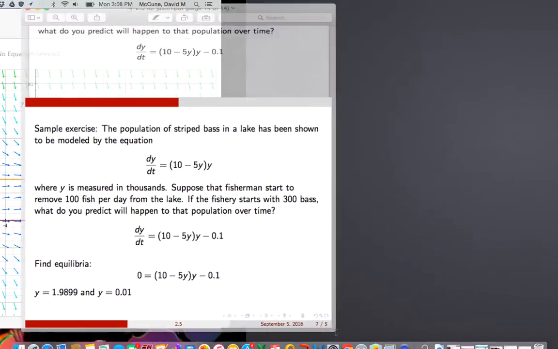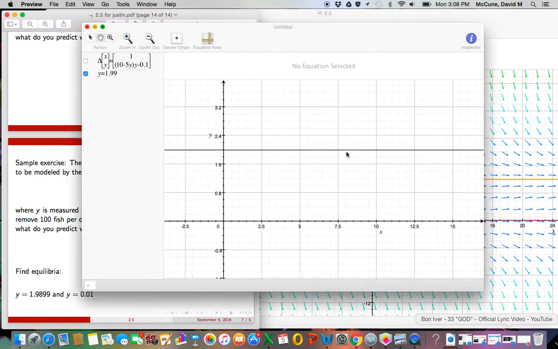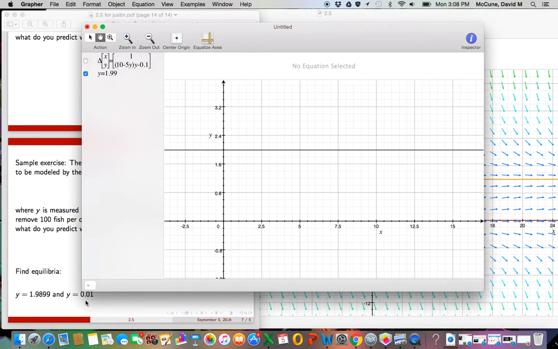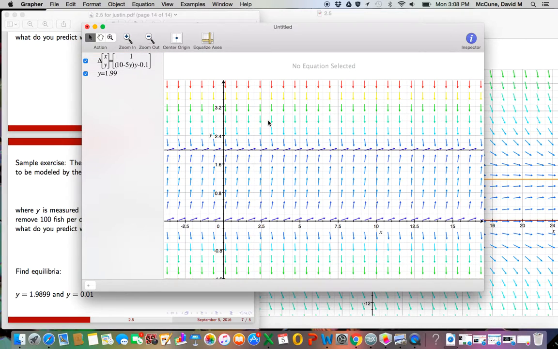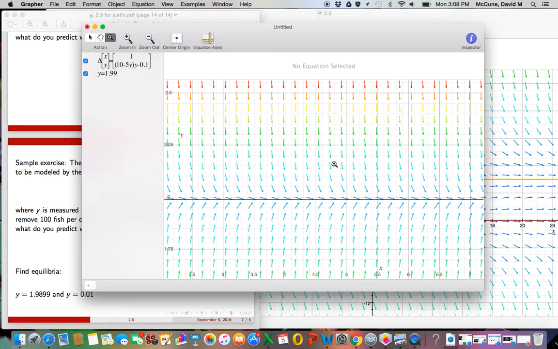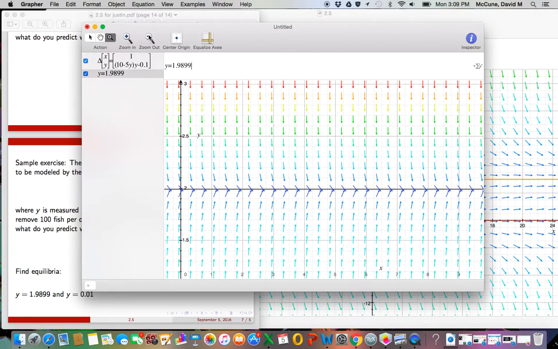And so now if we look at a picture of this, what is this? So here are my two equilibria. Y equals 0.01 is indistinguishable from the y-axis, and y equals 1.99. Now when I turn on the slope field, you can see what it's doing. Yeah, this is a bit deceptive. Let me zoom in. See, these arrows are converging right to this line. They're trying to get you to 1.9899, right? Sorry, let me zoom out again.